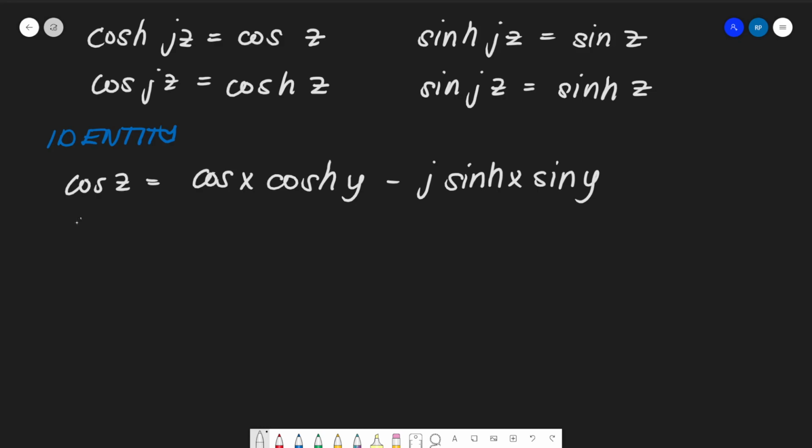For sin, we know that sin of theta is equivalent to sin theta sub 1 cosine theta sub 2 plus cosine theta sub 1 sin theta sub 2. Somewhat the same applies to our complex number. So we have sin of z equals sin x cos y plus j cos x sin y.